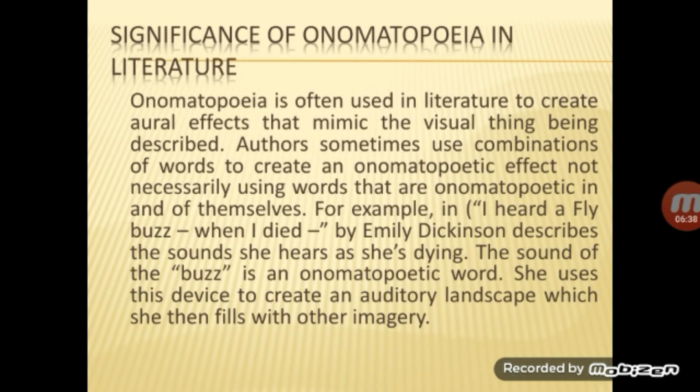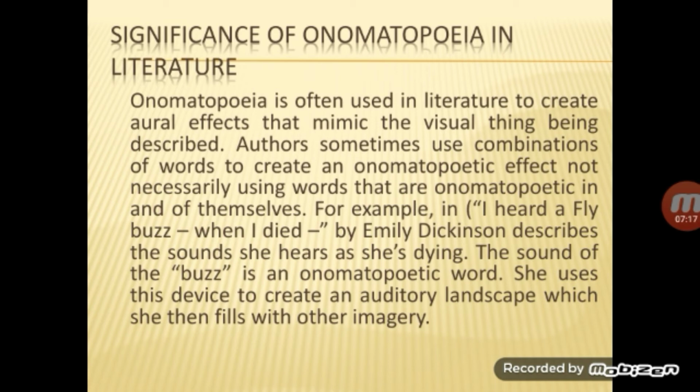Now it's time to talk about the significance of onomatopoeia in literature. Onomatopoeia is a very important literary device, and mostly writers prefer to use it to create some sound effect. Here are some examples of onomatopoeia. And what's the significance of onomatopoeia in literature? That's the point to be noted here.